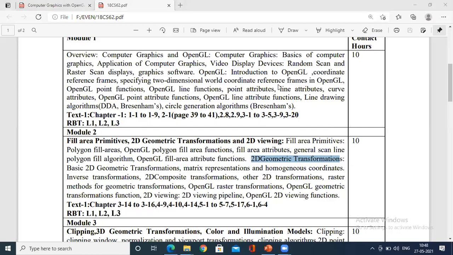Basically, the basic transformations we have studied are translation, rotation, and scaling, right? Furthermore, today we have to study the basic matrix representation, and the meaning of homogeneous matrix representation and homogeneous coordinate systems. These are the things we are going to study.